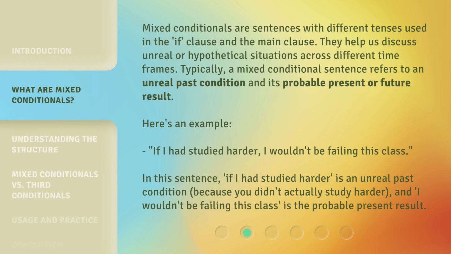Mixed conditionals are sentences with different tenses used in the if clause and the main clause. They help us discuss unreal or hypothetical situations across different time frames. Typically, a mixed conditional sentence refers to an unreal past condition and its probable present or future result. Here's an example. If I had studied harder, I wouldn't be failing this class. In this sentence, "if I had studied harder" is an unreal past condition, because you didn't actually study harder, and "I wouldn't be failing this class" is the probable present result.